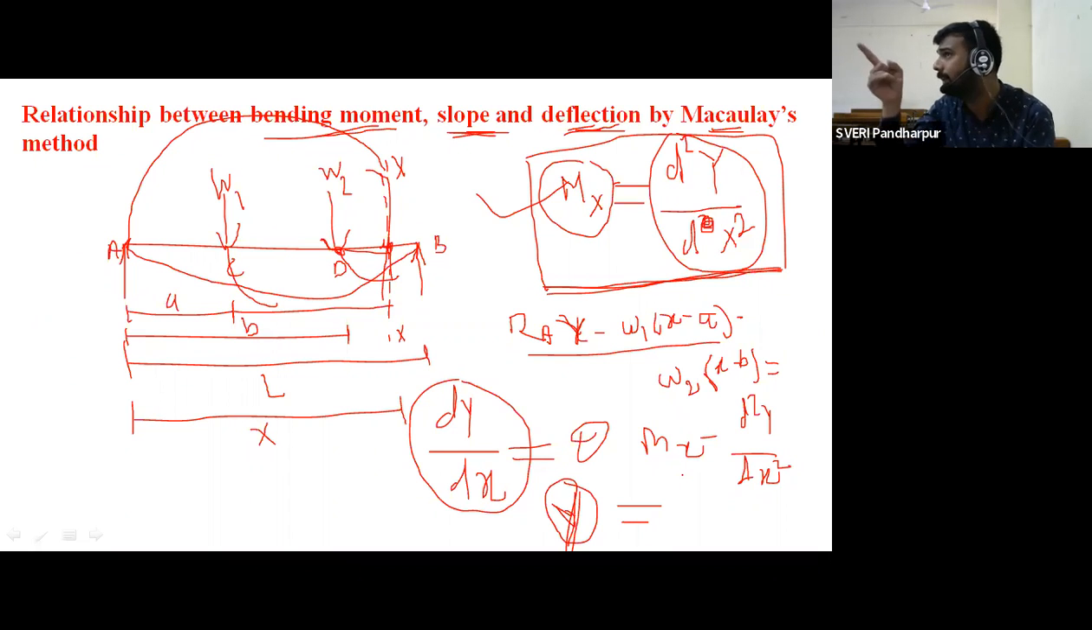No. So this M x is equal to d square y upon d x square. This is called a single bending moment equation, which is standard.